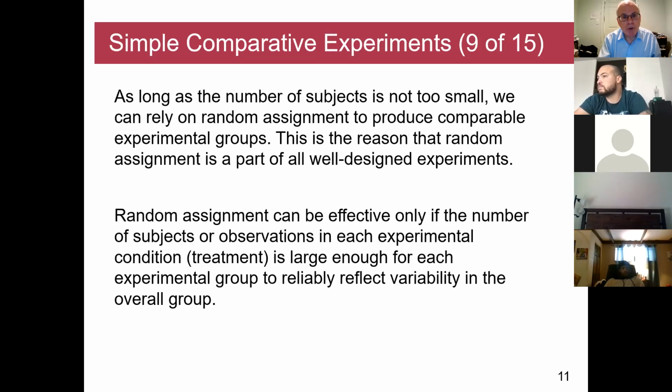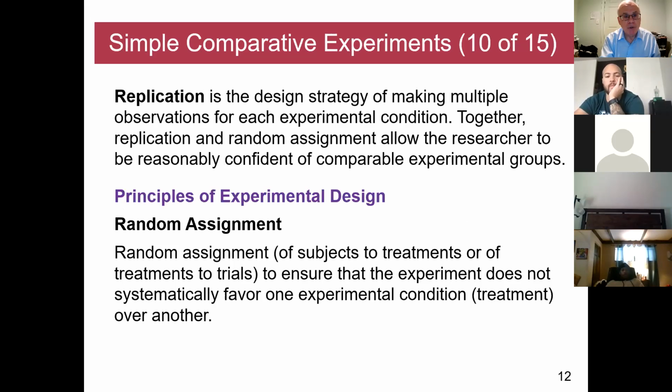All right, we want to make sure, of course, that the number of subjects in your study is not too small. This is the sample of people that have come into your study. And so as long as it's not too small, we can rely on the random assignment to produce these comparable experimental groups. The random assignment is necessary for a well-designed experiment. That's very important to understand.